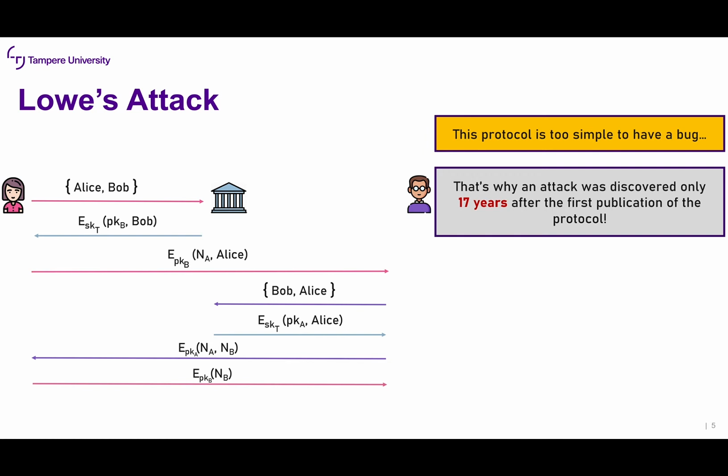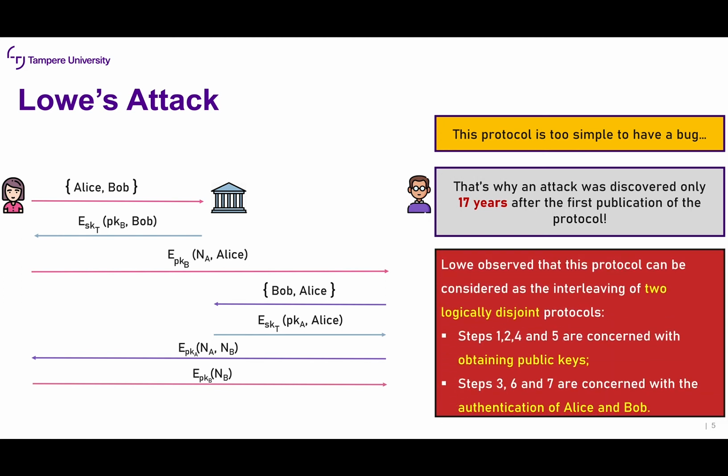So, guys, usually when I do this lecture in the traditional way, I stop here and I ask the students to be divided into teams and try to find the attack on their own. Usually after 10 or 15 minutes of trying with no progress, I give them a hint. So the hint is this one. Lowe basically observed that this protocol can be considered as the interleaving of two logically disjoint protocols, right?